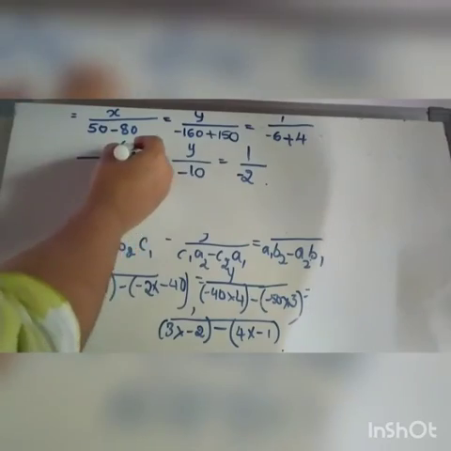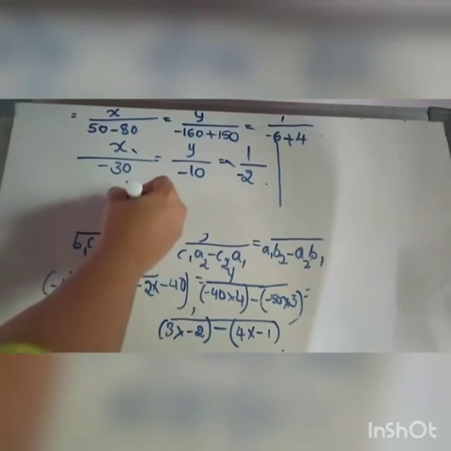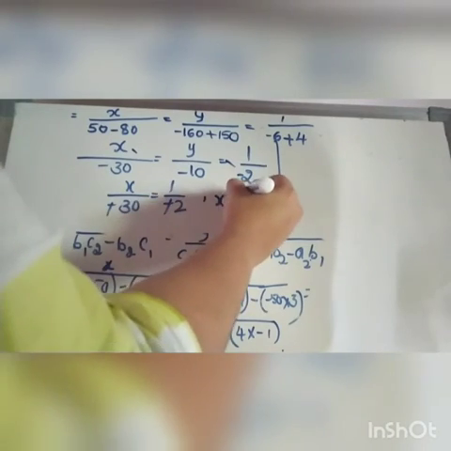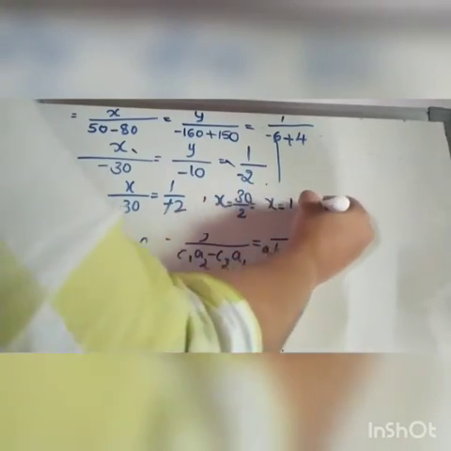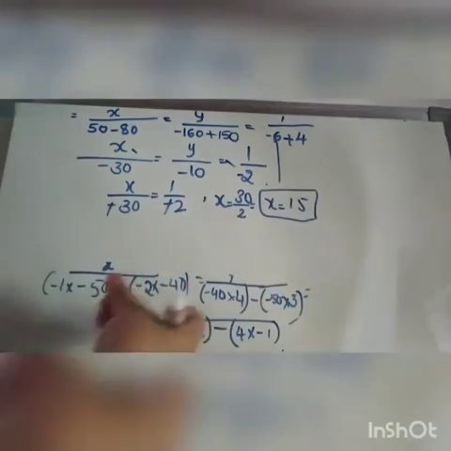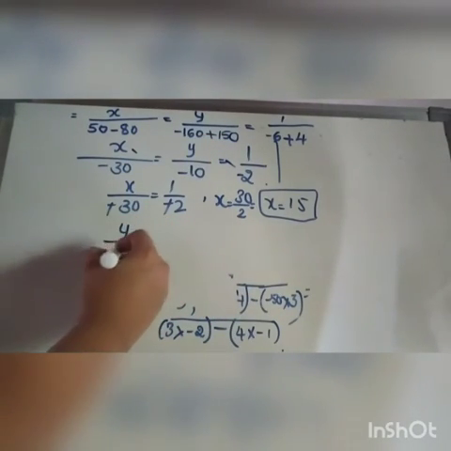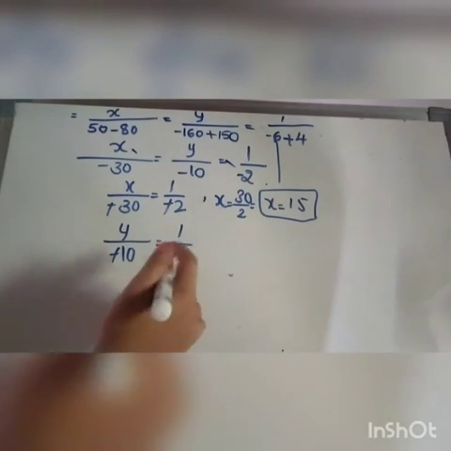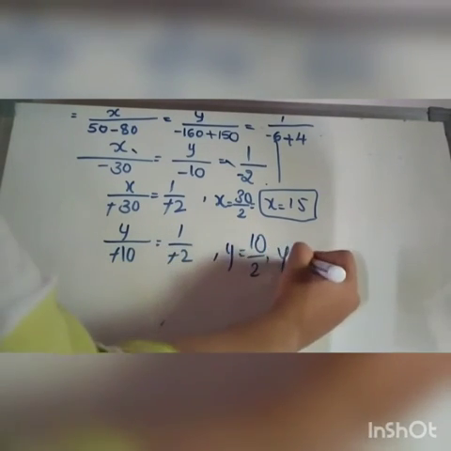Now I have to do cross multiplication. X by minus 30 equals 1 by minus 2. Minus minus cancel, so X equals 30 by 2, which gives the X value as 15. That is the number of correct questions. Similarly, Y by minus 10 equals 1 by minus 2. Minus minus cancel, so Y equals 10 by 2, that is Y equals 5.